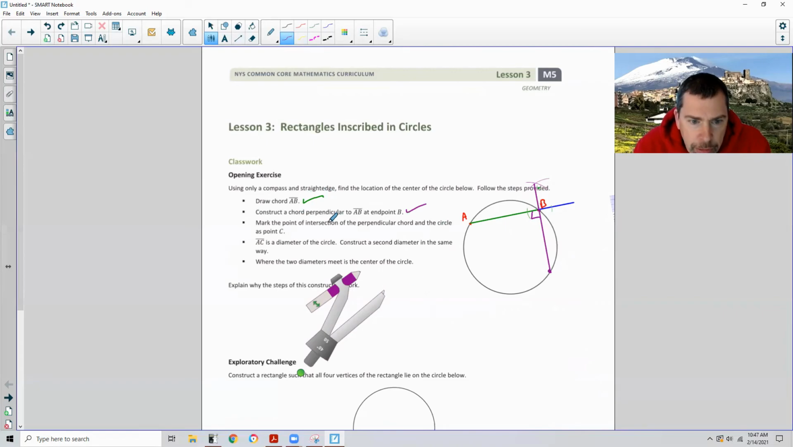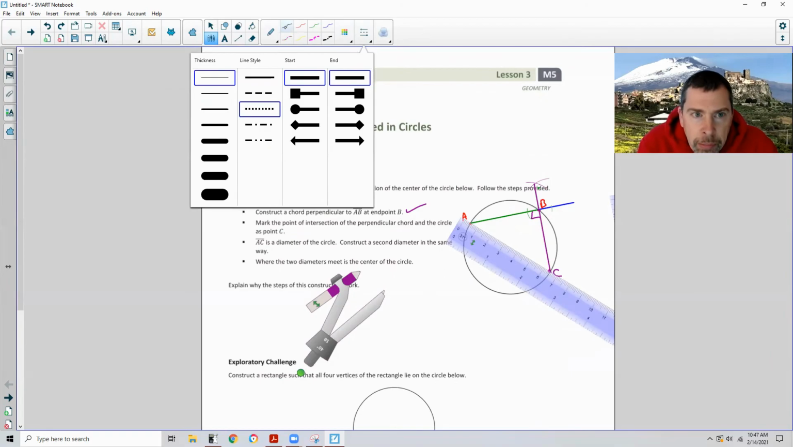And that's done. Mark the point of intersection of the perpendicular chord and the circle as point C. AC is a diameter of the circle. All right, so I pushed my ruler off too far, but I have to get another one. Good thing I have an unlimited supply of rulers. So they're saying now that AC is a diameter. I'm just going to show that. It's not going to be part of our rectangle, or is it? I will just do a dash line for right now in black.